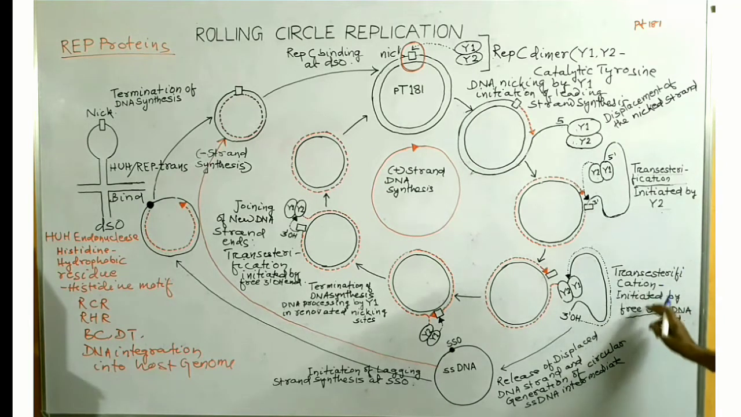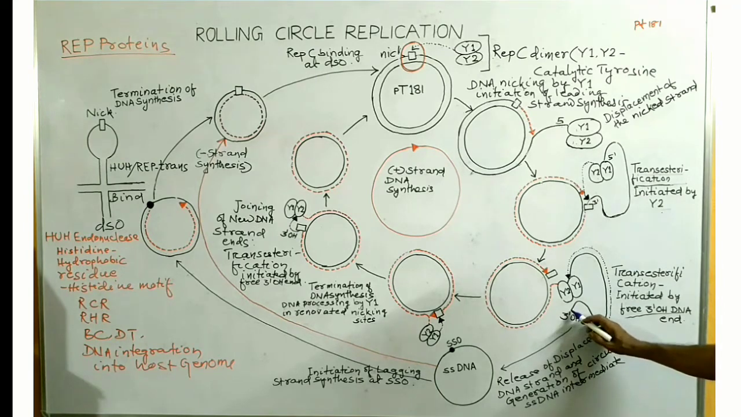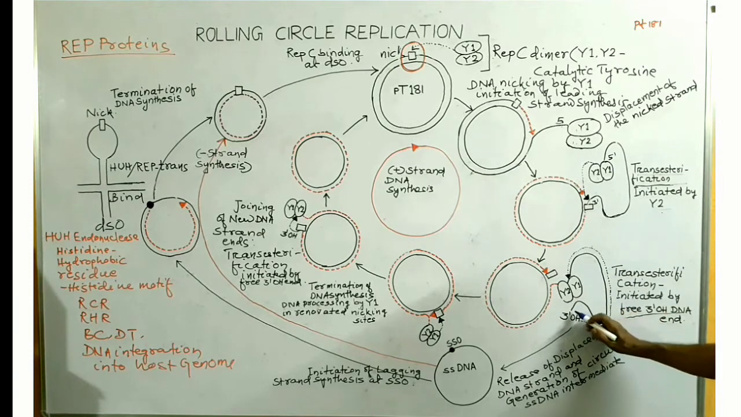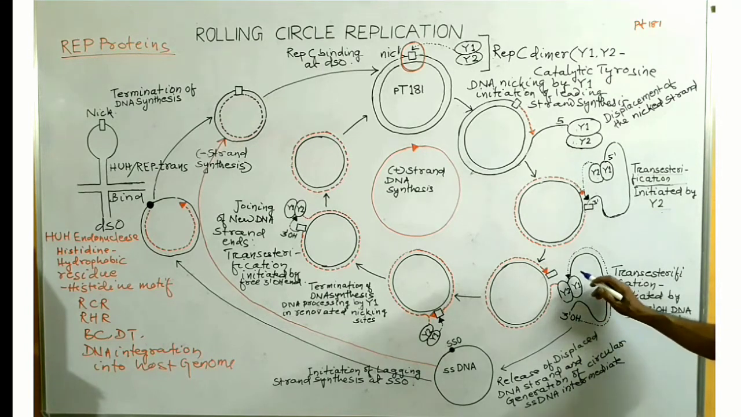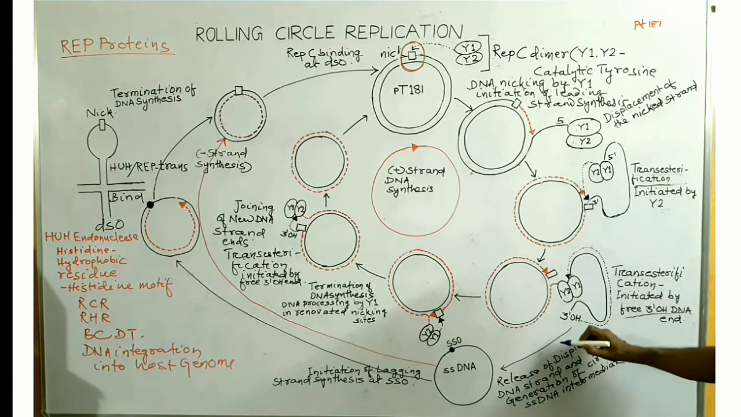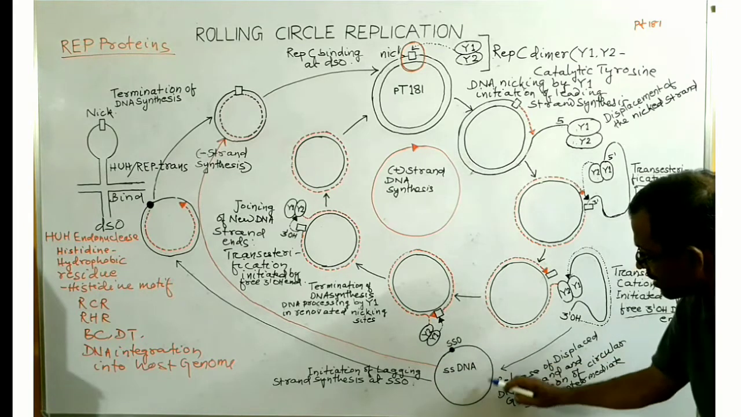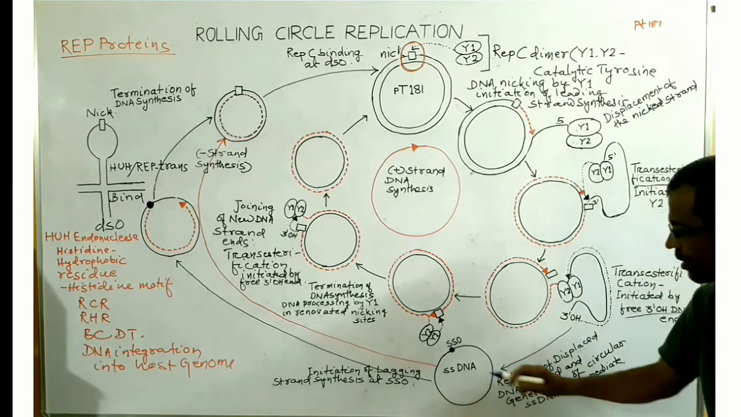After this, another transesterification reaction is initiated by the free 3-hydroxyl group of the DNA. This is the displaced DNA strand and this is the 3' hydroxyl group. This 3' hydroxyl group will make a nucleophilic attack on the phosphotyrosine bond. So the phosphotyrosine bond will be broken and the displaced DNA molecule will be freed and it will be circularized to form a single-stranded DNA intermediate.